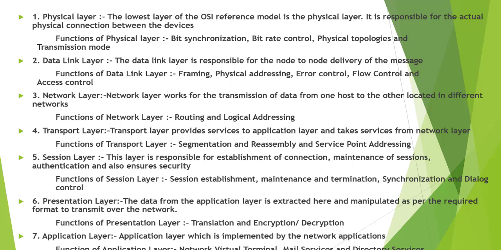The sender and receiver IP addresses are placed in the header by the network layer. The fourth layer is the transport layer. The transport layer provides service to the application layer and takes service from the network layer. The data in the transport layer is referred to as a segment. It is responsible for the end-to-end delivery of the complete message.